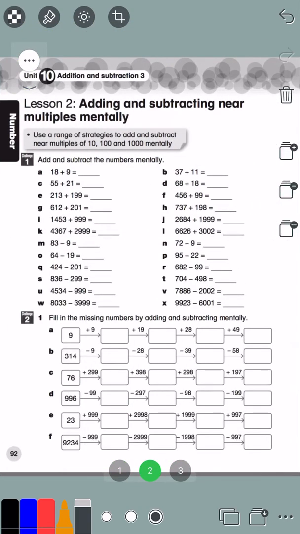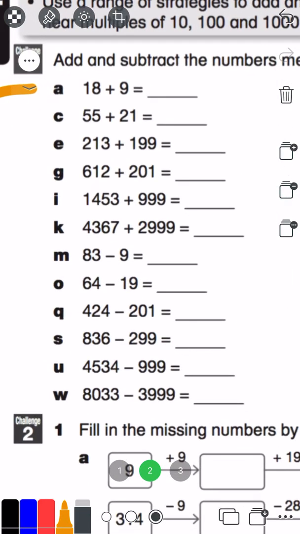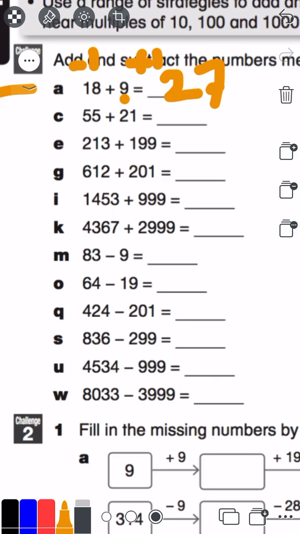Here we go to the workbook questions. Now in challenge 1, we're adding and subtracting many numbers. So 18 plus 9, make 9 become 10 by adding 1 and taking away 1 from the first number. So 17 plus 10 equals 27. 64 minus 19, add 1 to 19 and add 1 to 64 because it's subtraction. Now it's 65 minus 20, and that equals 45.